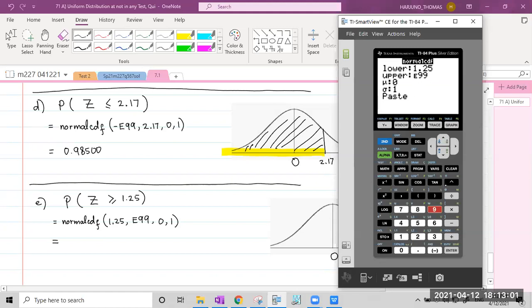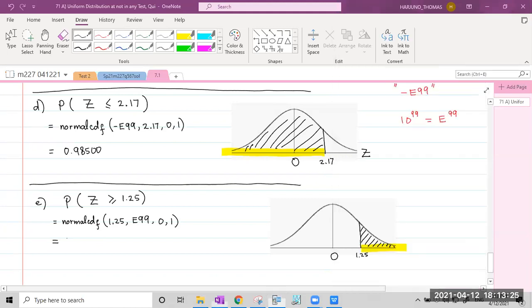If you use this E here, I hope you see that, that's 2.72 to the power of 99. It's a very big number, but not as big as 10 to the 99. Okay, enter. The mu is already zero, the standard deviation is already one. Go on, boom. 0.10565.